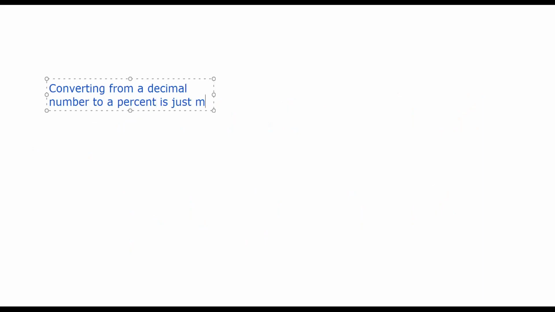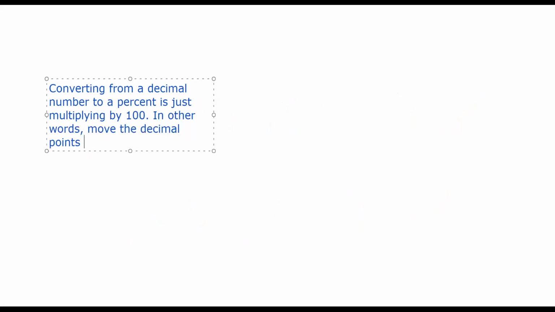Thus, converting from a decimal number to a percent is just multiplying by 100. In other words, move the decimal point 2 places to the right. That's the beauty of multiplying by 10, 100, 1,000, 10,000. We live in a base 10 number system, so multiplying by those is just moving the decimal point however many places is appropriate.